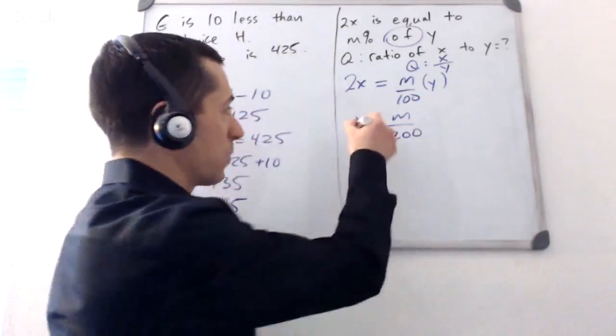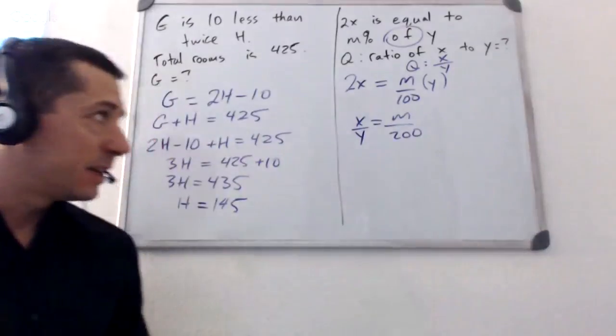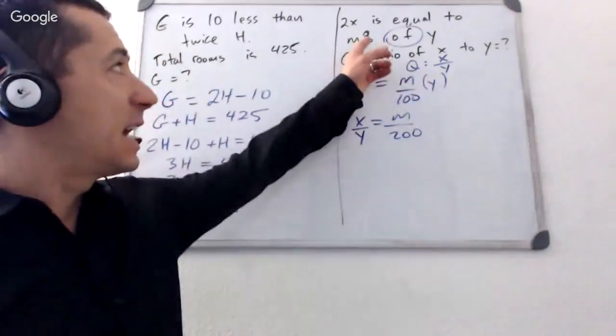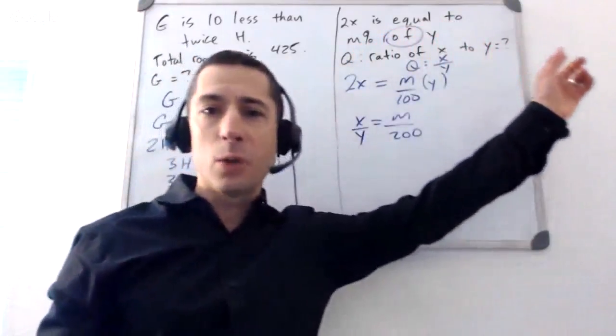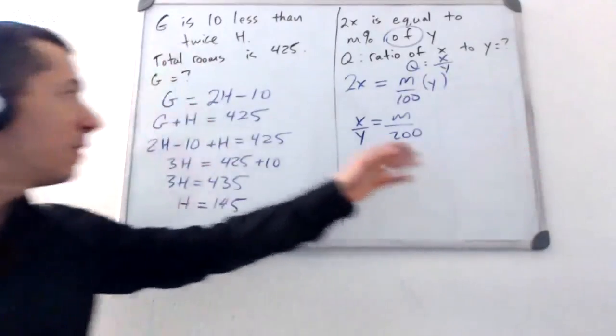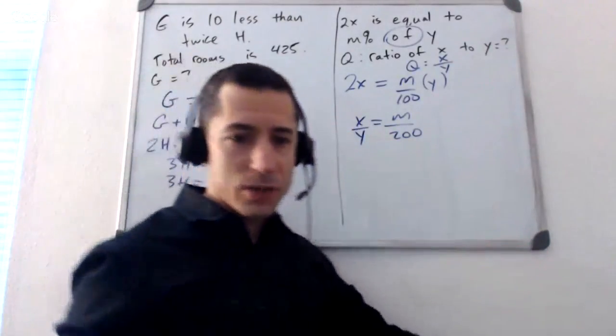And that's it, x over y, I'm sorry, equals m over 200. Okay, so nice straight things. Percent sign always means over 100. Of always means multiply. You're being asked for a ratio, it's always a fraction. Very simple building blocks here of word translations.